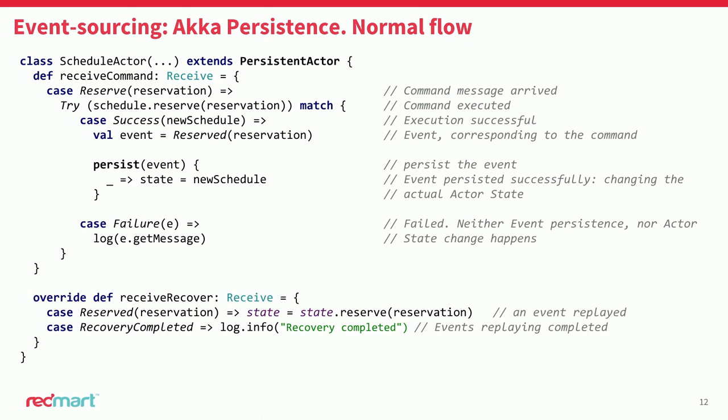Because you know, right? So the actor starts getting up, normal events come, and at the same moment it's recovering. So they must not interleave each other. Yeah, the mailbox guarantees us no race condition, but we have to recover first and then receive other events. So Akka Persistence does that for us. No need to bother about that.